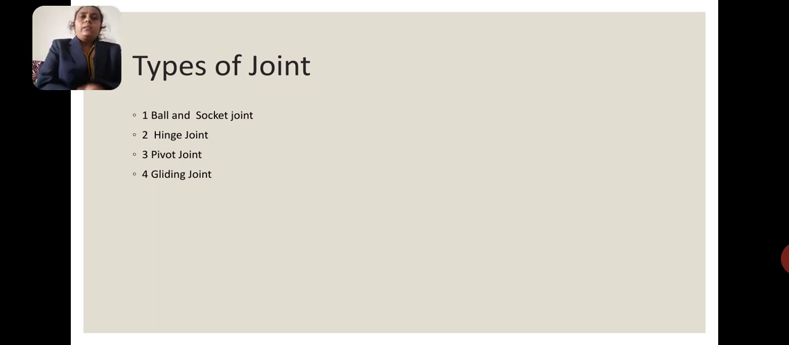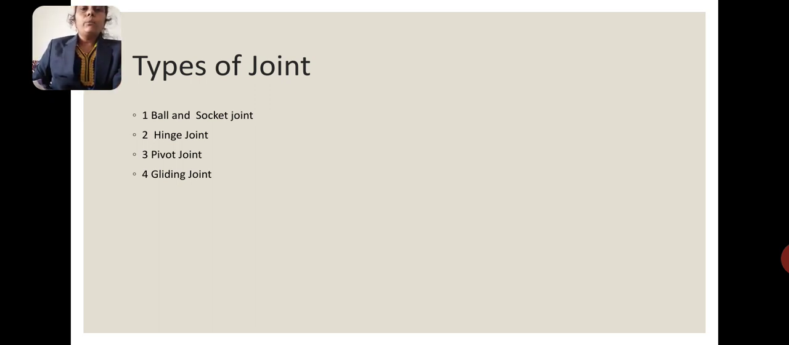So what is a joint? Two bones are connected with each other, and the point where they connect, the meeting or intersection point, is called a joint. Understood? Now, how many kinds of joints do we have in our body? The answer is 4.